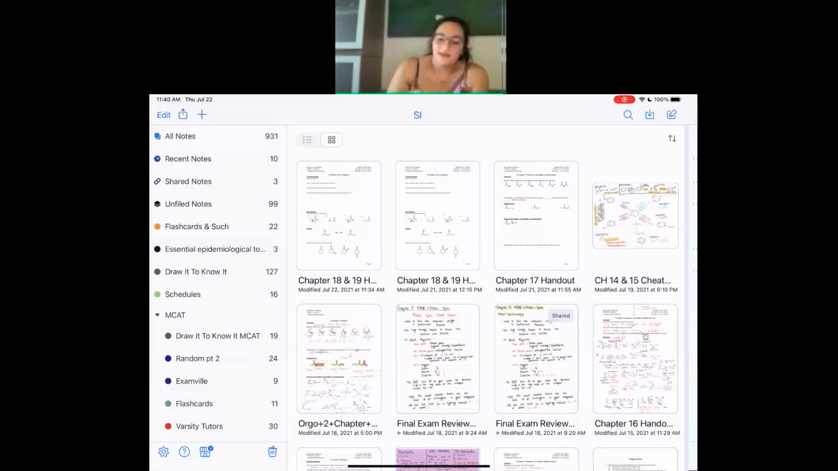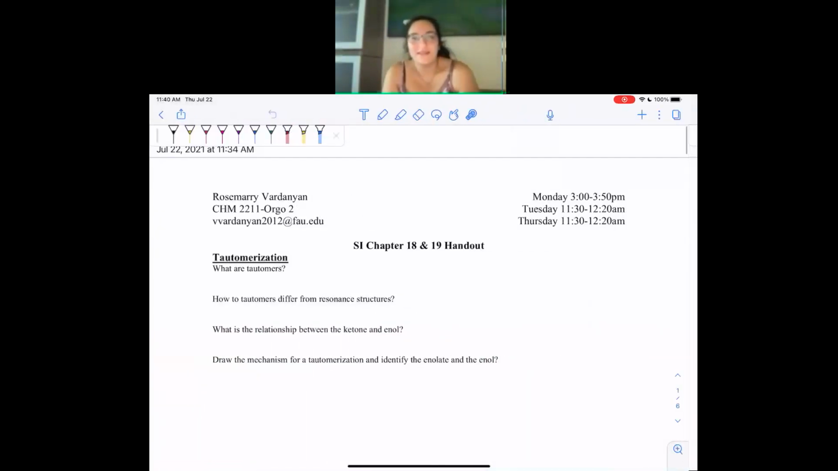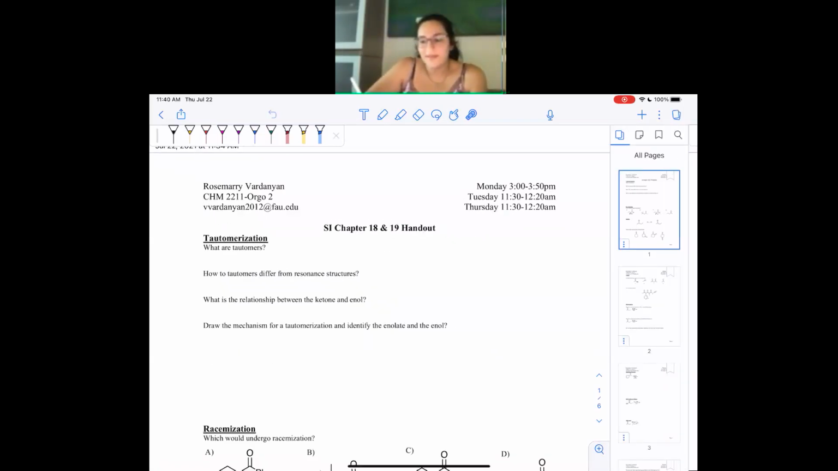Now the fun stuff, chapter 18. It feels like it's really different from 16 and 17, but in reality, it's the same concept, just the mechanism looks a little bit different. So it can be overwhelming at first, but it's not too terrible.